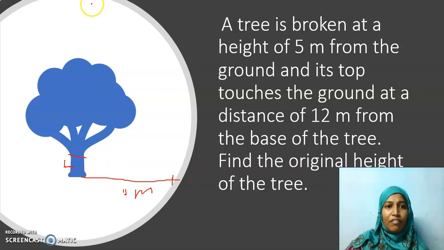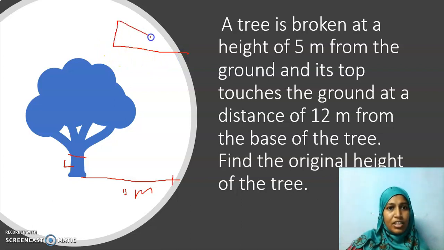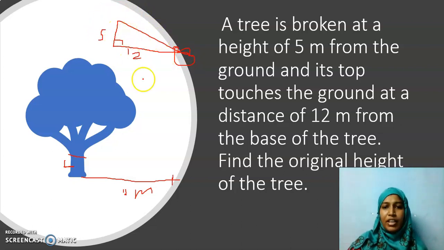So I can have a rough diagram. Here 12 meter and this is 5 meter. After this it gets broken and fallen down. Here this is the tree. Okay. Now we got a right angled triangle here. They have given this as 12 and this is 5. And we have to find the original height of the tree. If I know the broken height, I can add these two and find the answer. So this is for you to complete it.